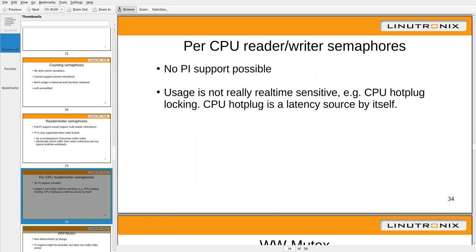So that's nothing I'm worried about. It's a system design, again, a system design and a system policy decision. And if root decides to hot unplug a CPU while the real-time workload is running, I can't help it.